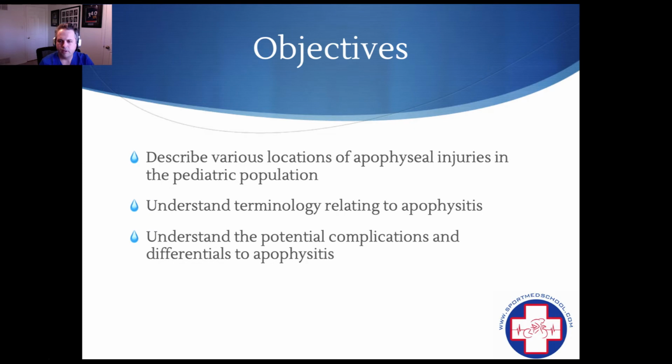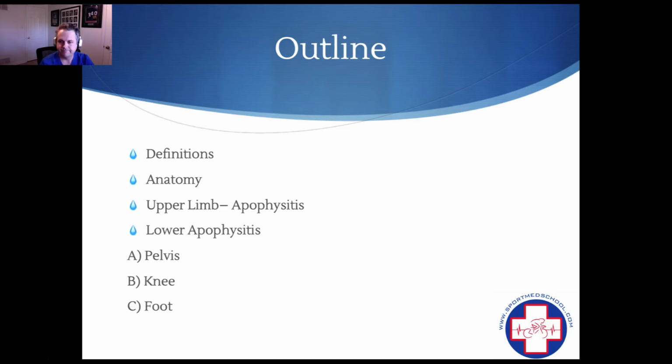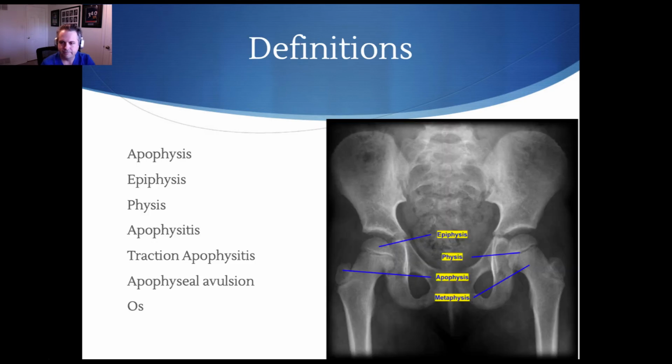And today, the main objectives are to be able to describe the various locations that apophyseal injury can occur in the pediatric population, for you to understand the terminology relating to apophysitis, and finally understand the potential complications and differentials to apophysitis. And that's essentially going to keep in with our outline to today's talk. It's going to essentially start off with the background information, and we're going to go right into cases then.